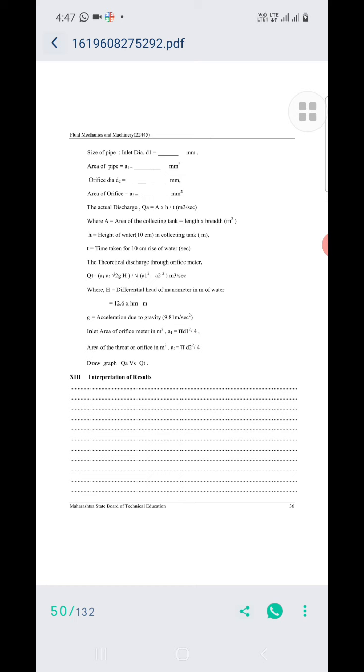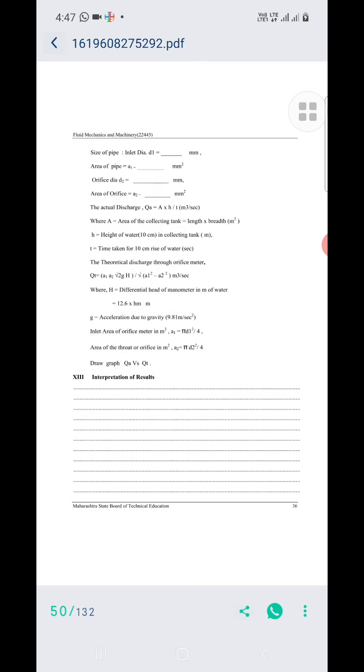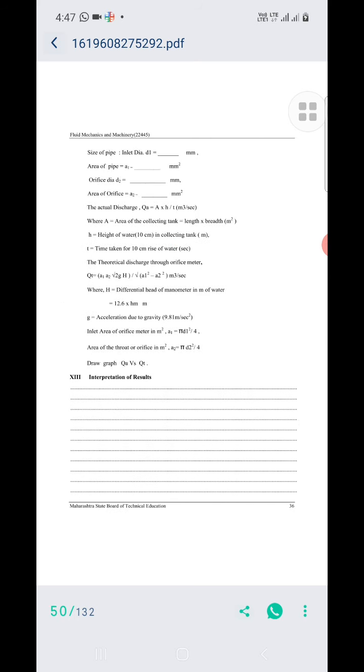After that, the actual discharge QA is equal to area times height divided by time. A is the area of the collecting tank, length times width, 0.45 into 0.35. Then H is the height of water collected in the tank, and t is the time taken for a 10 centimeter rise. The theoretical discharge is A1 A2 times the square root of 2 g H divided by the square root of A1 squared minus A2 squared, where H is the differential head, equal to HM, and g is gravity, 9.81 meters per second squared. In this way, firstly write down the observations.